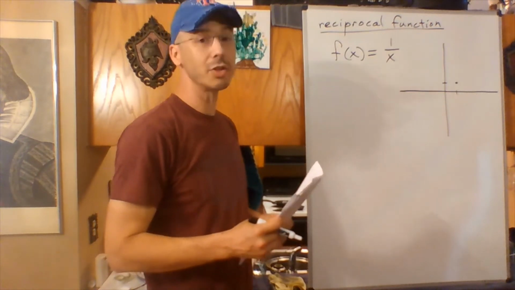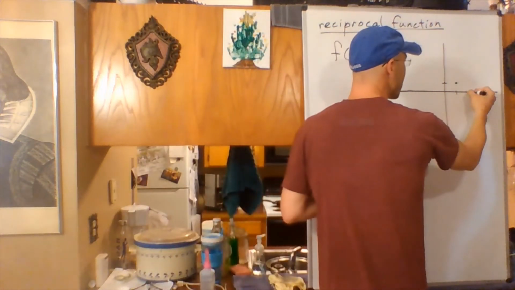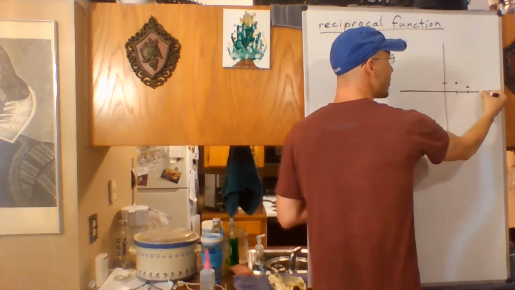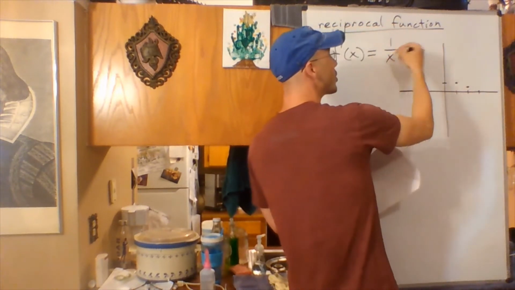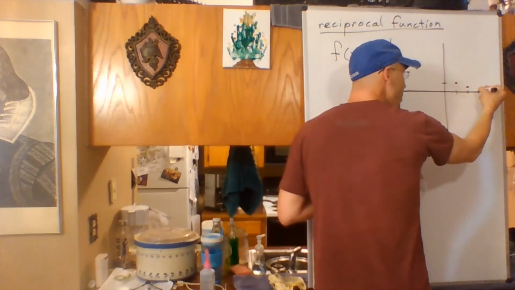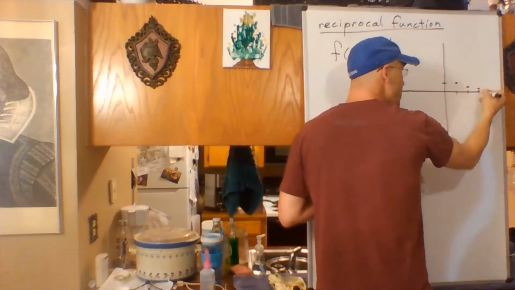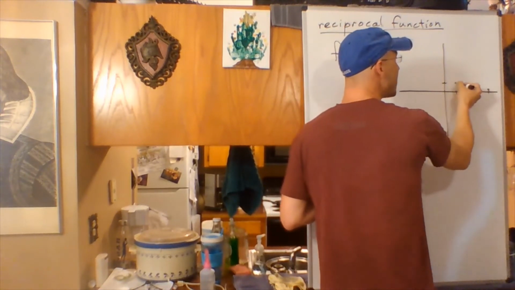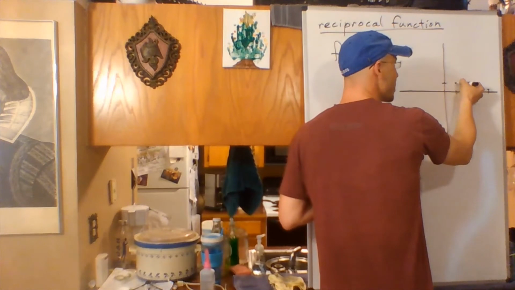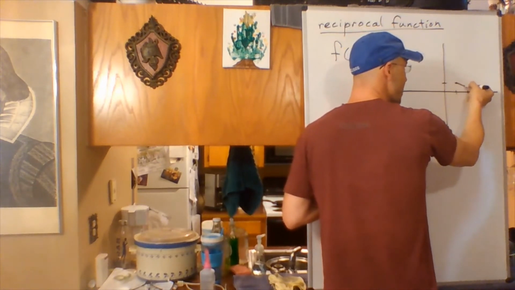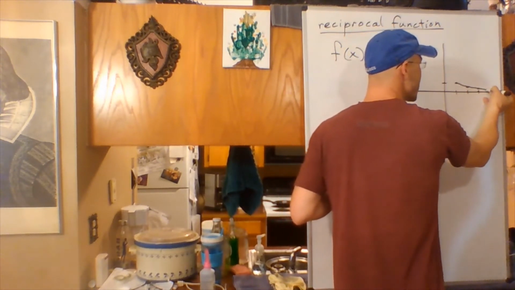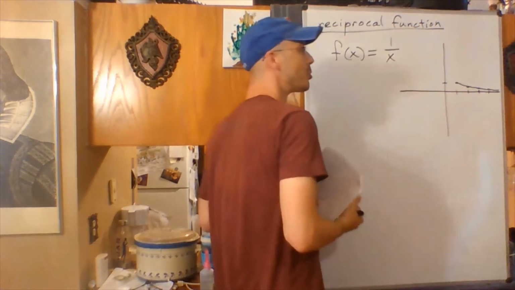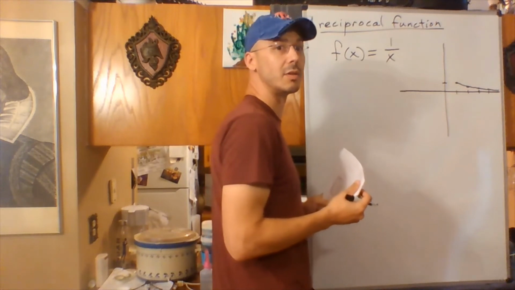Now, let's go to 2. Next, let's get a little bit bigger. If I go to x equals 2, 1 over 2 is 1/2. That's half as tall. If I go to 3, 1 over 3, well, that's a third, even less than a half. If I go to 4, it's down to 1/4. And what's happening here is this part of the curve is getting closer and closer to the x-axis, never meeting it, but always getting closer.